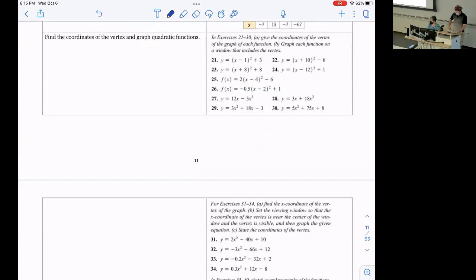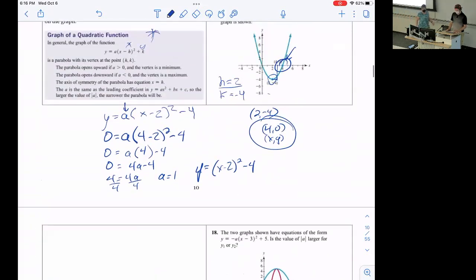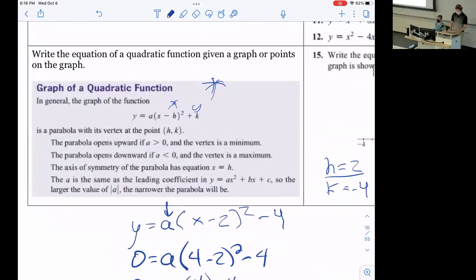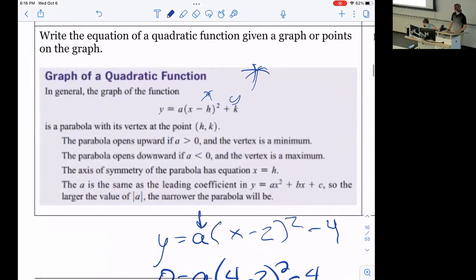Number 23. So we know that y is going to be equal to x plus 8 squared plus 8. So find the vertex of this graph. Well, do you remember from our little section up here how we found the vertex, or what the vertex was?